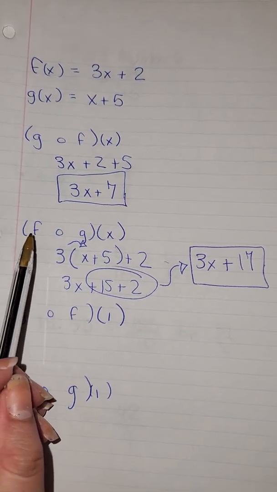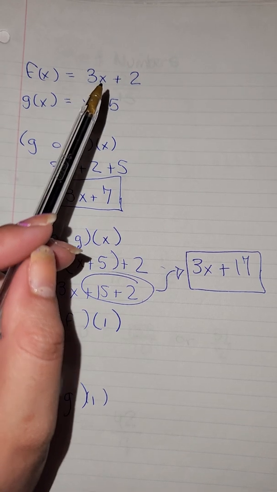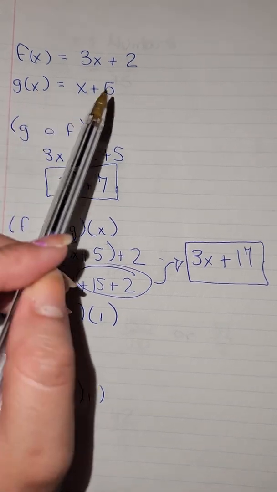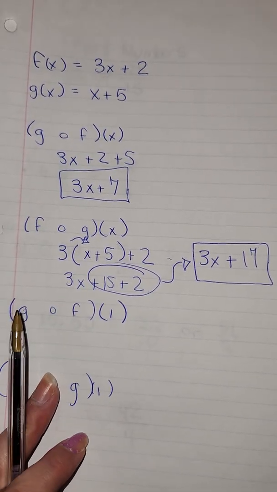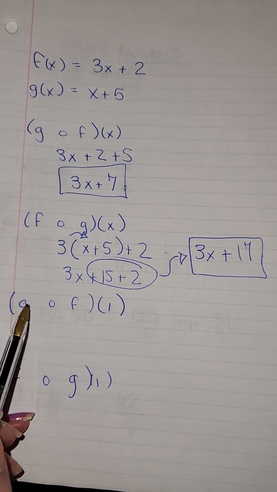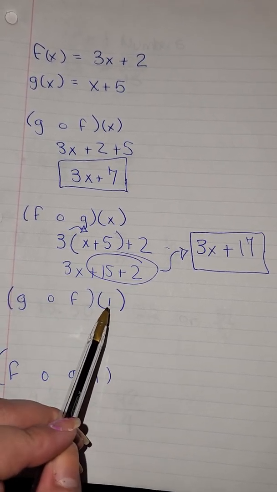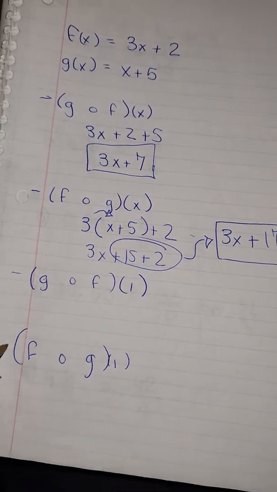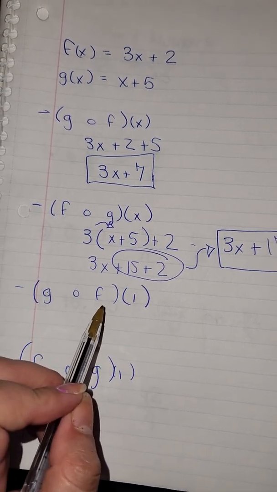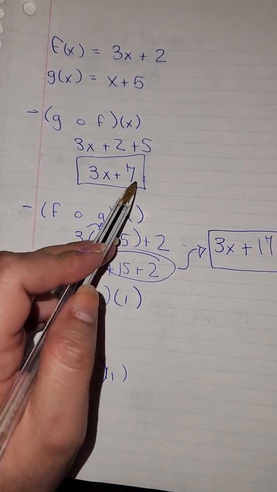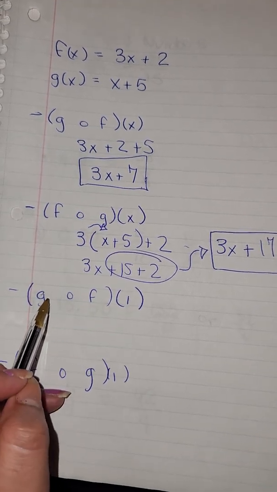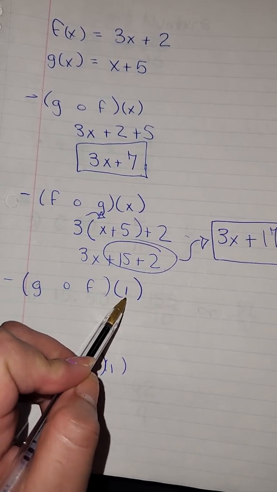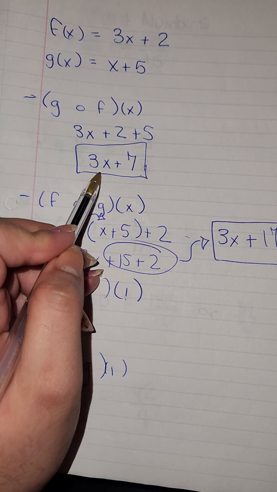Because wherever you see an x on the f of x, we plug in x plus 5, which corresponds to g of x. I know it's confusing, but bear with me. Now here, g of f when x is 1. Well, let's go back to the answer where we got g of f of x, which is 3x plus 7, your new equation. So whenever you see g of f and you're given the variable for x, we're going to plug this variable into the new equation.